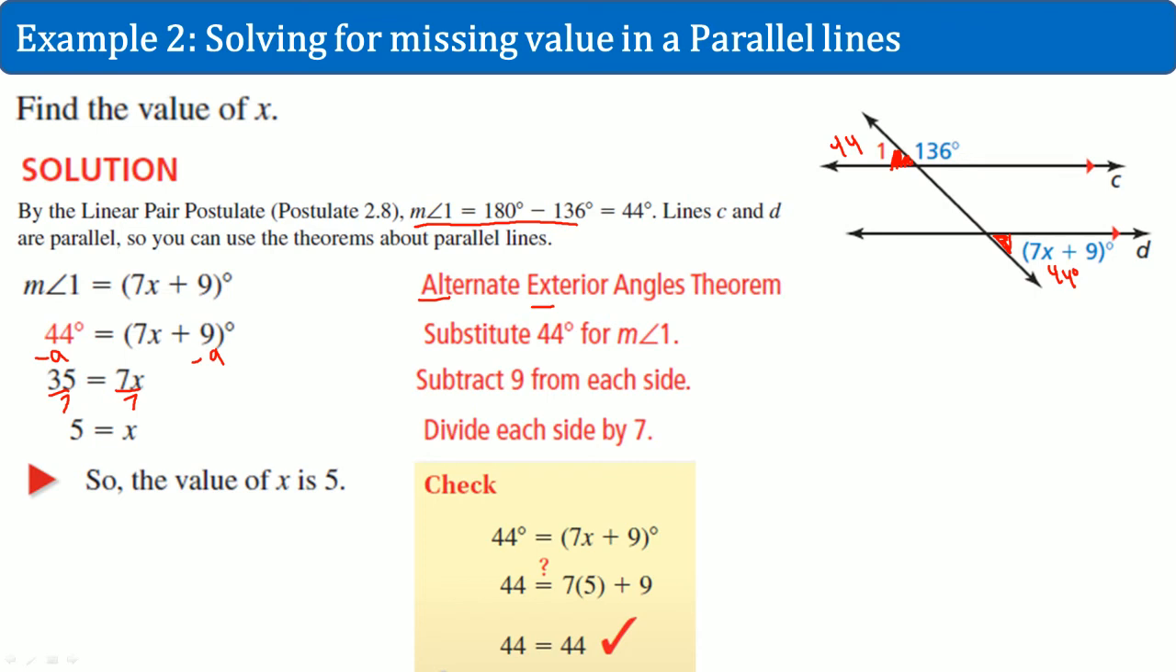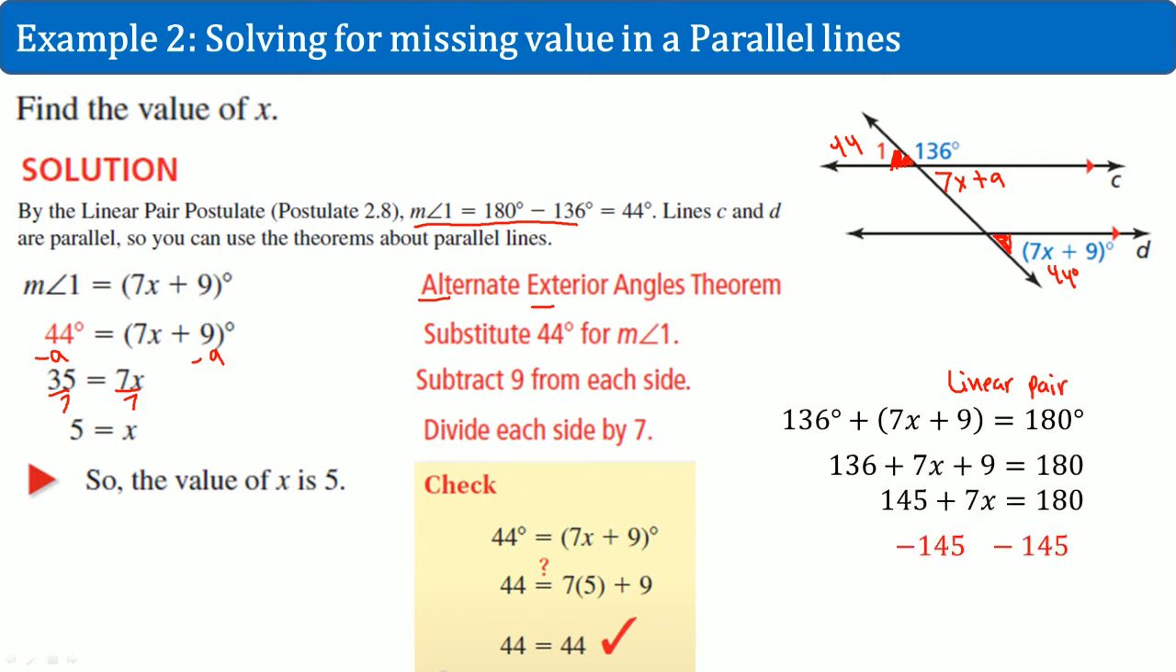You could set this up in another way by sliding this above here. So this becomes 7x plus 9. Okay, and these two are linear pairs. So this is my linear pair, because again, this can slide above here. You do the algebra, you get the same answer. X is equal to 5.